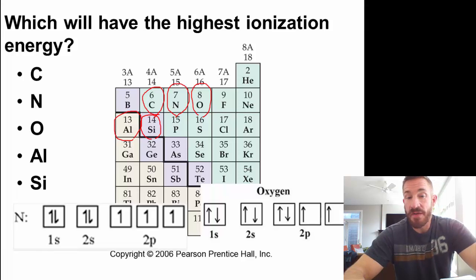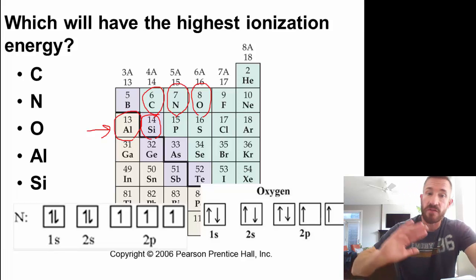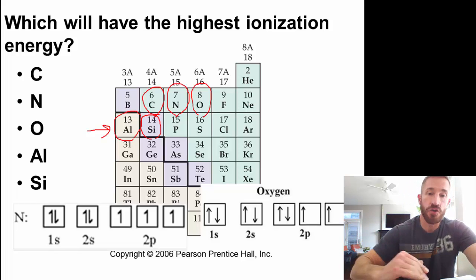Now first of all, we'd expect that as electrons get further away from the nucleus, they have a lower ionization energy. So for that reason, we're going to disqualify aluminum and silicon because they are in the third row, and so that would be a 3p orbital. Those are going to be a little bit easier to remove than a 2p.